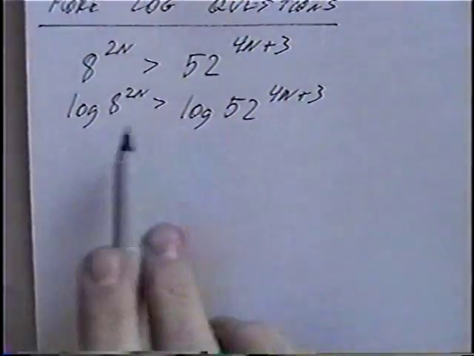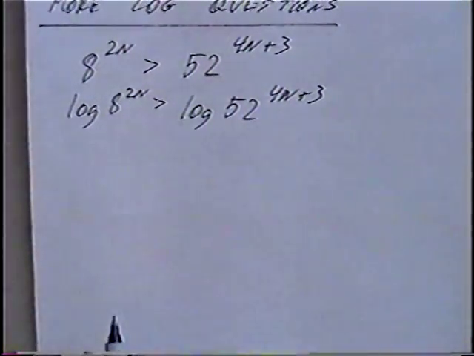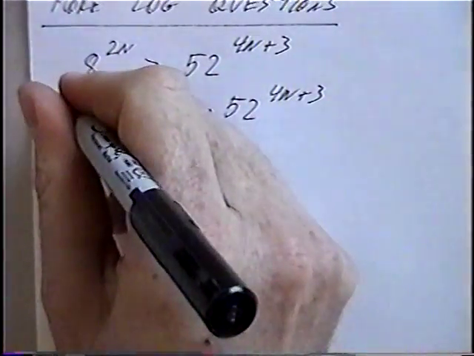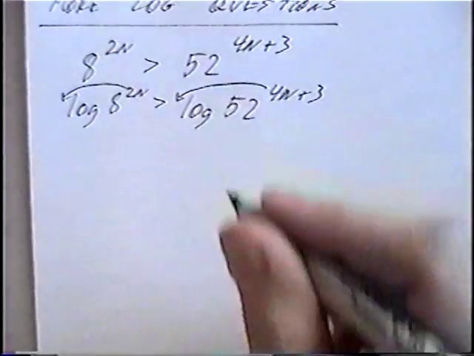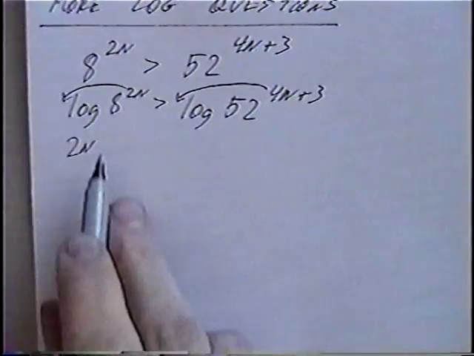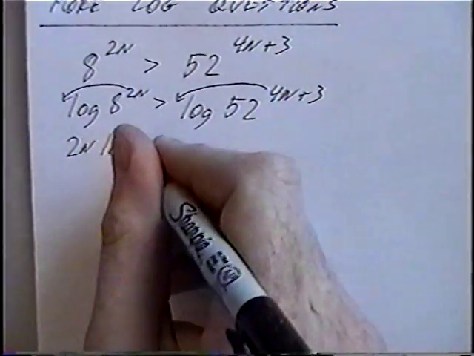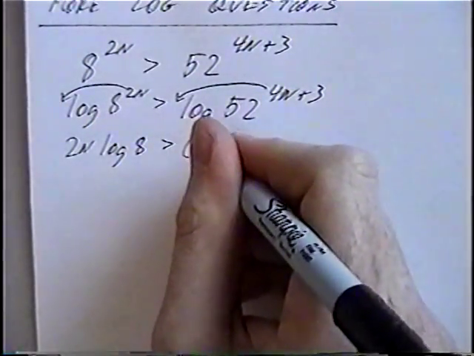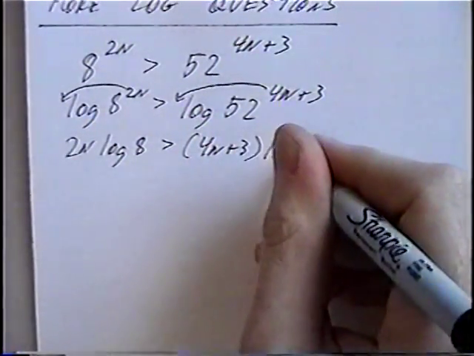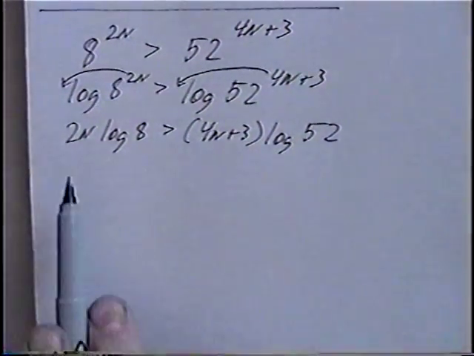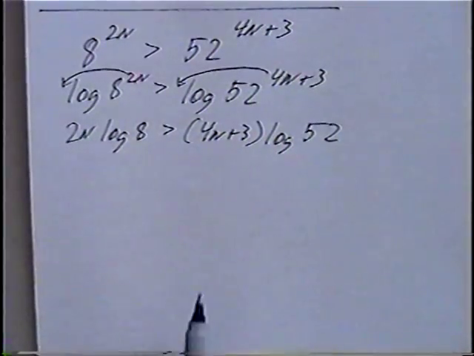By doing logs on each side, that still makes the inequality true, but it allows us to have these exponents come out in front of the logs with properties of logs. For example, 2n would be the coefficient in front of log 8, is greater than 4n plus 3 would be the coefficient in front of log 52. Now the variables are no longer in an exponent, and working through this we can isolate n to solve for n.